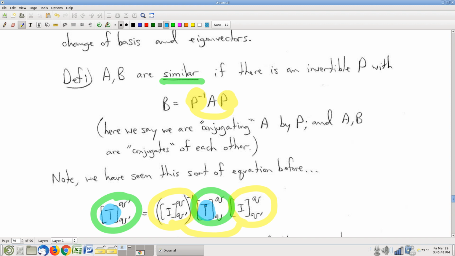So that's why we use this term similar. Similar suggests something in common between A and B. They do have something in common. Two similar matrices represent the same linear transformation, just in different languages. That's a very important thing for two matrices to share. Matrices represent linear transformations. It's one of the primary purposes of matrices. So two matrices representing fundamentally the same underlying linear transformation, very big deal.